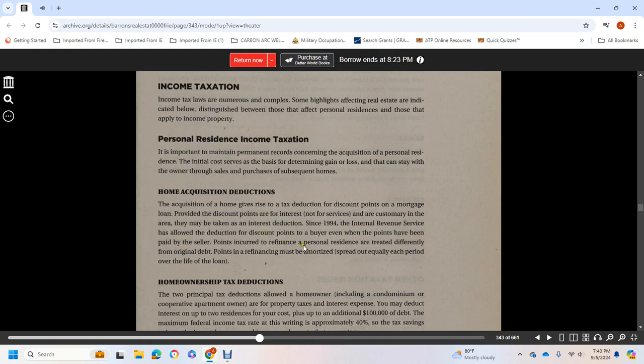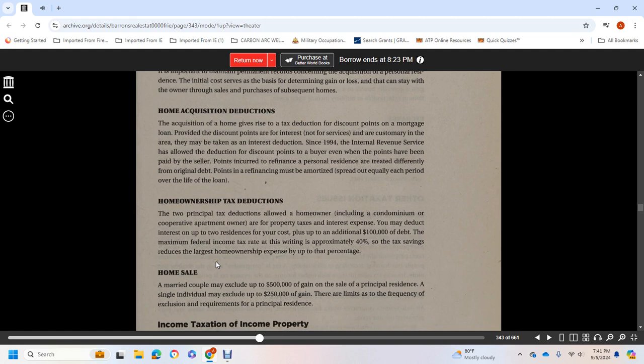Points incurred on refinancing a personal residence are treated differently from the original debt. Points on refinancing must be amortized, spread out equally over each period of the life of the loan. Ownership of the tax deduction.